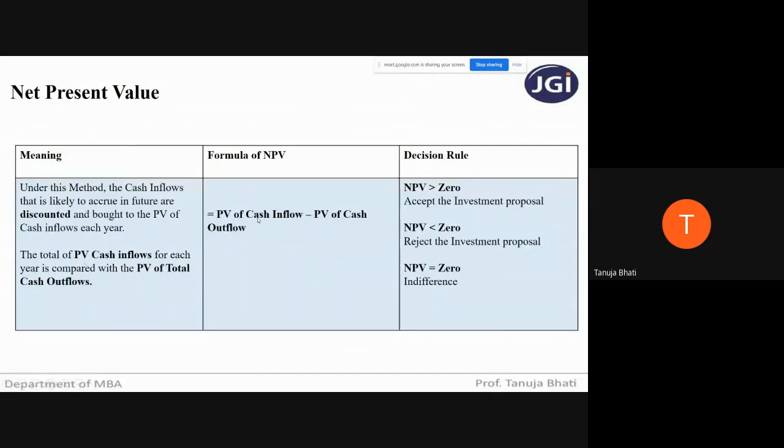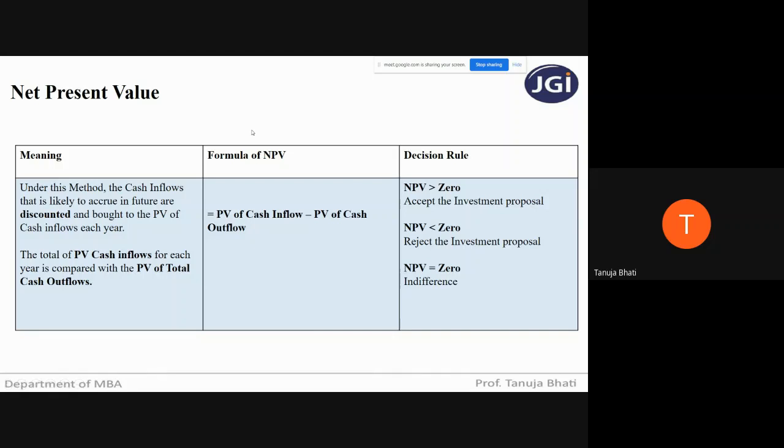We will do problems on net present value, so you will understand how to calculate the present value, which we have already covered, students, in module number 2. Is it clear, students? So what is the formula for NPV? NPV is PV of cash inflow minus PV of cash outflow. Keep this formula in mind. This will help you solve the problems. Is this clear? Net present value technique?